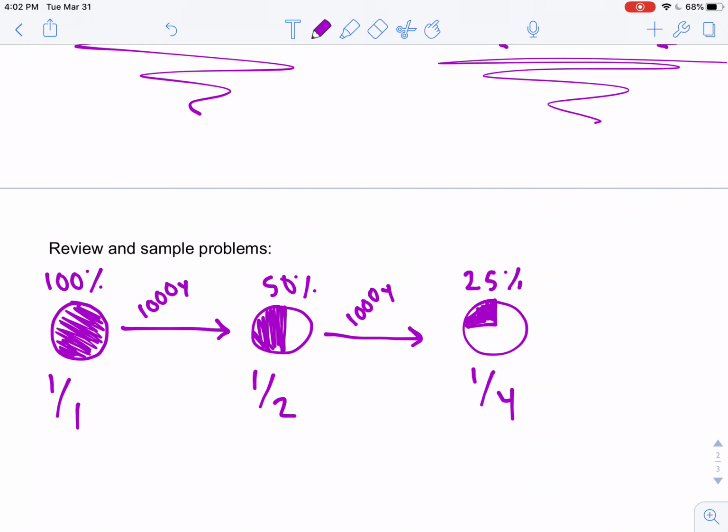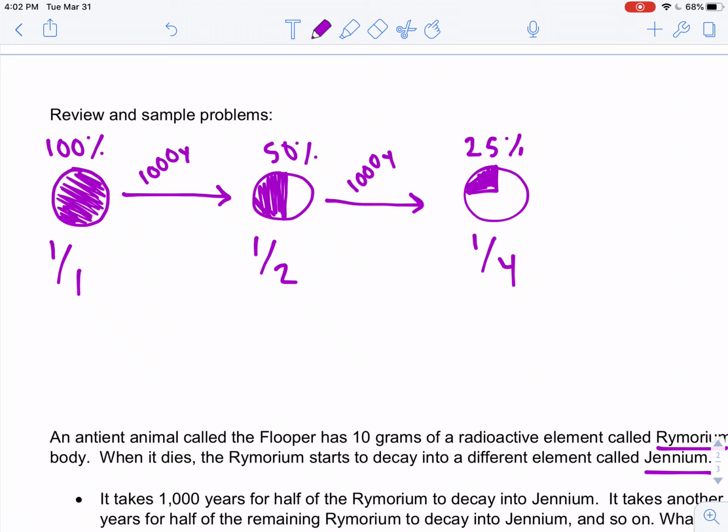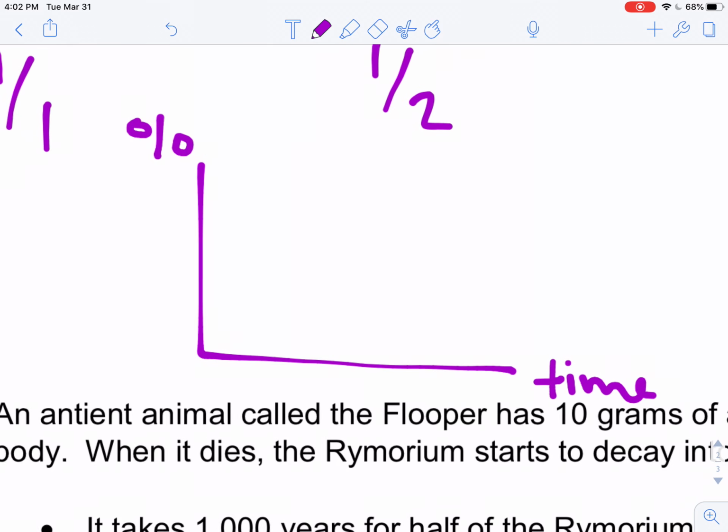So if you want to think of this as a graph where time is on the x-axis and the percent that you have left is on the y-axis, we would start out at the beginning, 0 half-lives, that would be 100%. After 1 half-life, you would have only 50%.